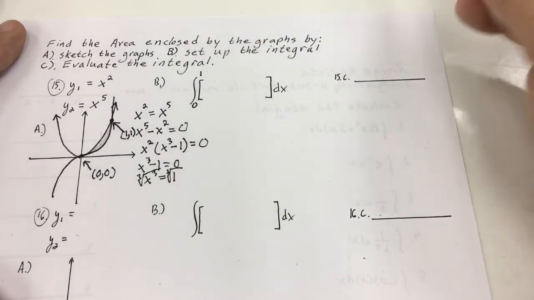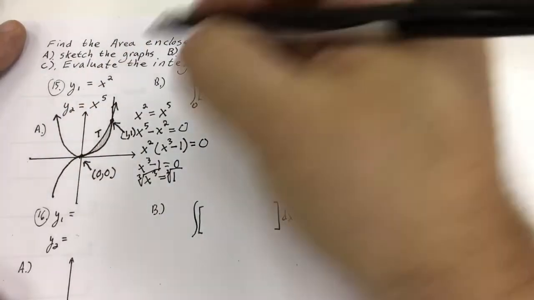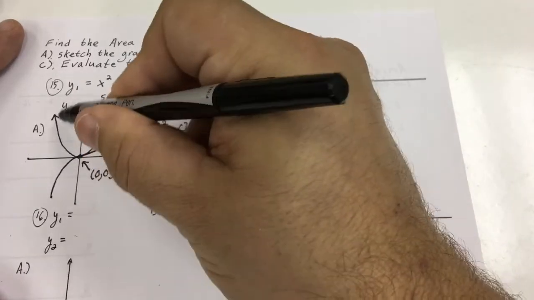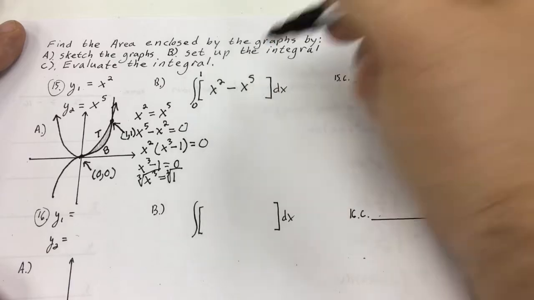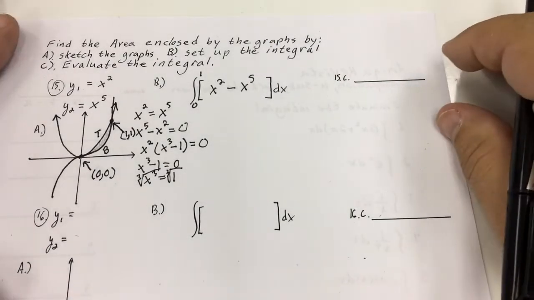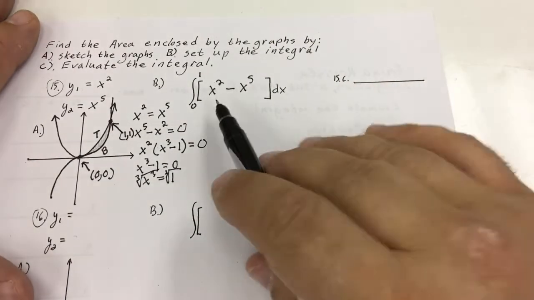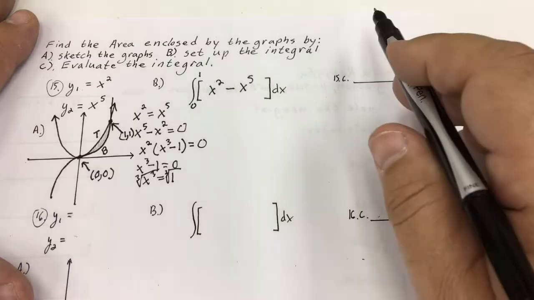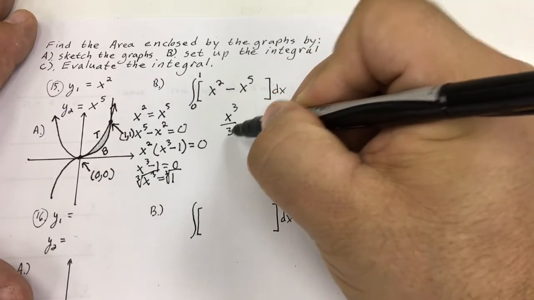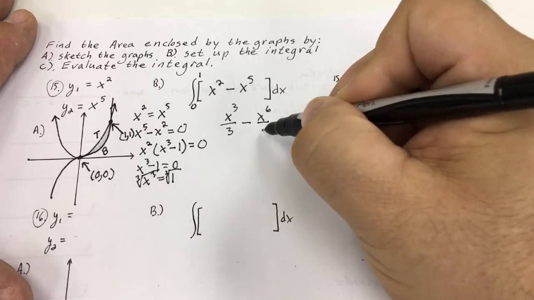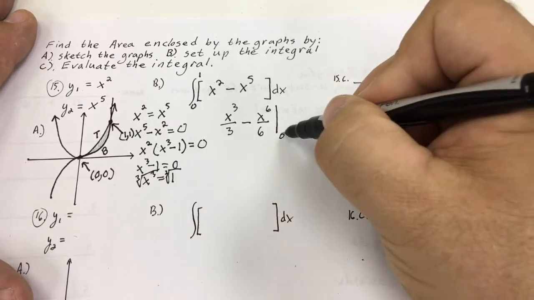The rest of the integral setup is going to be the top graph minus the bottom graph. And the top graph is the x squared. The bottom graph is the x to the fifth. I can either take the antiderivative by hand or use the technology. I'm going to do it by hand. So I add 1 to the exponent, so that's going to give me x to the third divided by 3 minus x to the sixth divided by 6, Leibniz notation from 0 to 1.